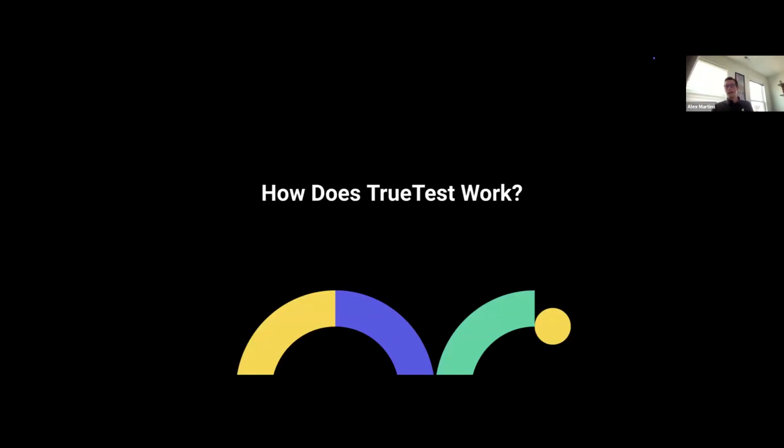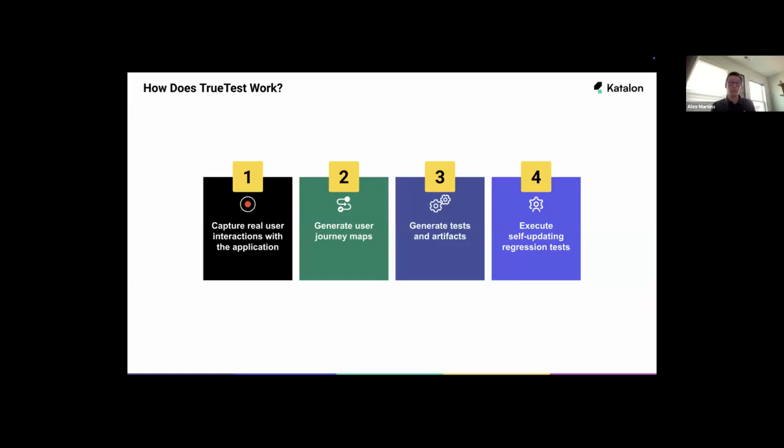All right, so how does TrueTest actually work? Very simple 4 steps, and I will show you in the demo right after this. First, TrueTest starts by capturing the real user interactions with the application. It shows that to you in a user journey map, so it's very easy to understand what users are doing and how they're navigating, how they're going from one page to the next.